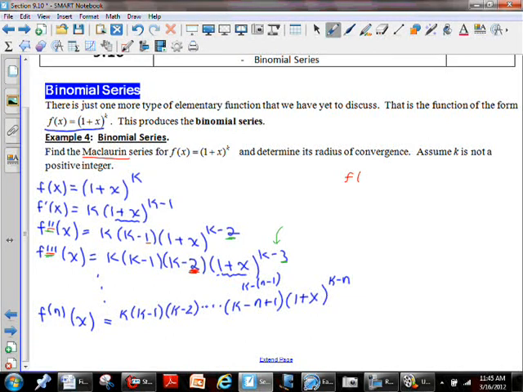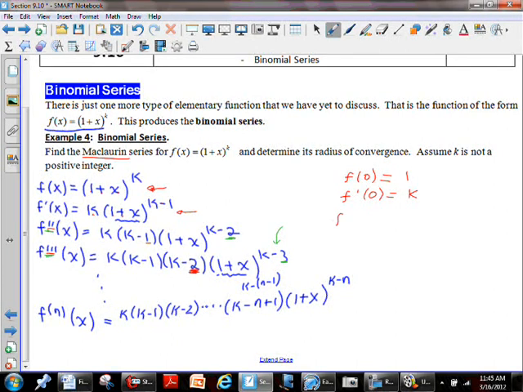So we've got to figure out what is f of 0. Well, f of 0, if we turn your attention over here, would be 1 plus 0 to the k power, or 1 to the k, which is going to give you 1. 1 to any power is always going to be 1. That's going to be a very common thing that we see throughout the rest of this evaluation. F prime of 0, well, that would be k times 1 plus 0 to the k minus 1 power, which is just going to be k times 1, or k.